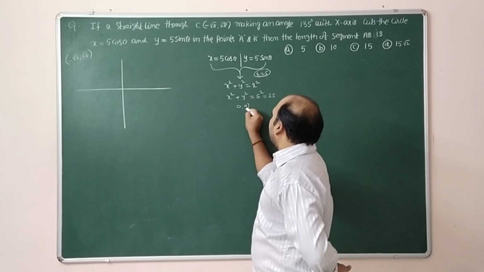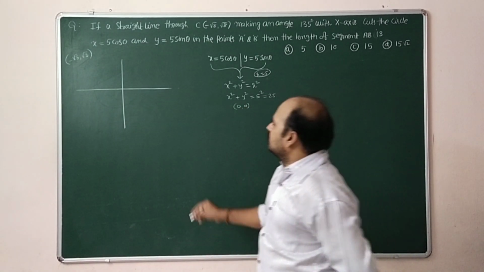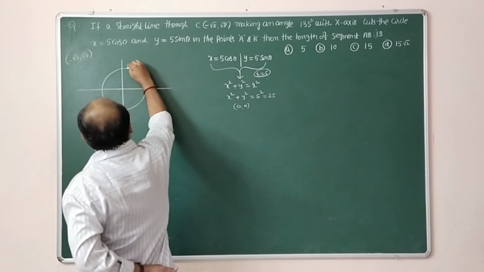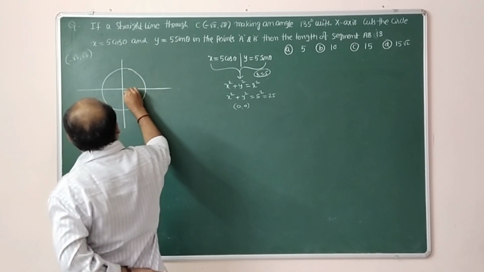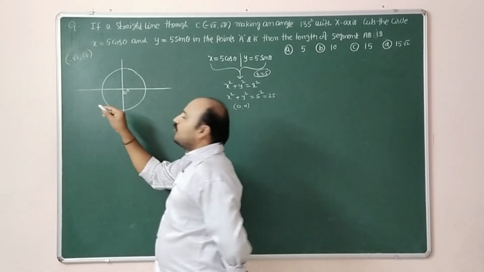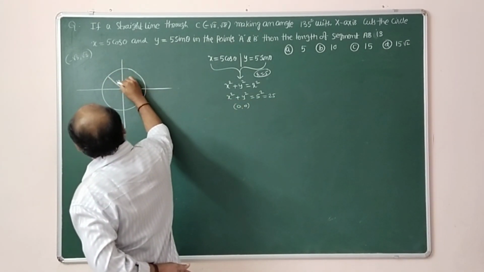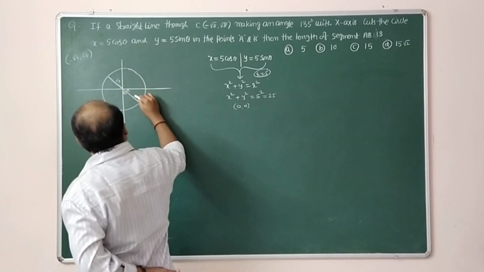So the center is clearly (0, 0). The circle I am drawing here is the circle whose center is at (0, 0) and radius is 5 units. From here to here it is 5, and from here to here is also 5.